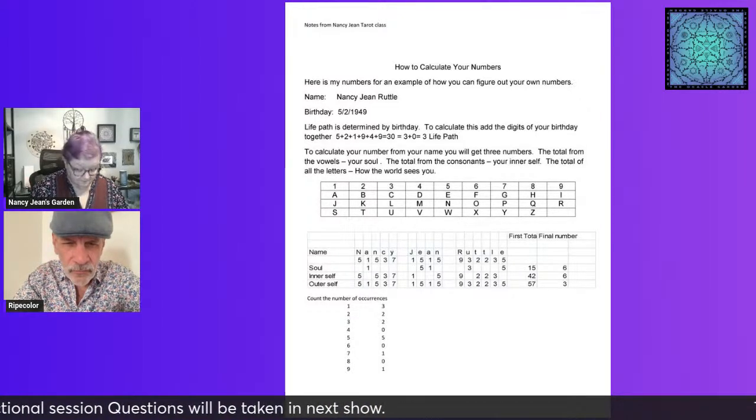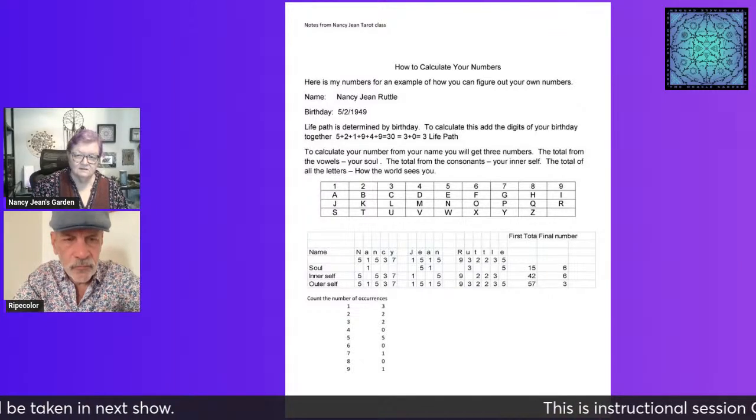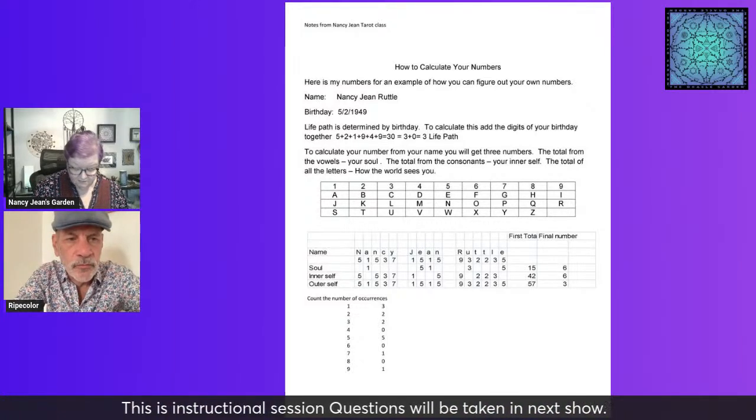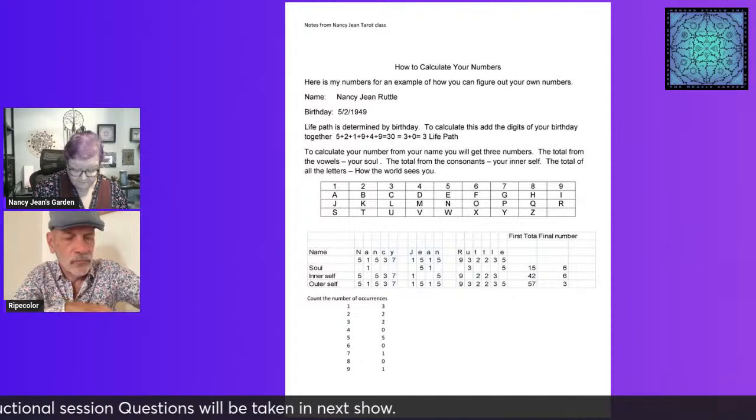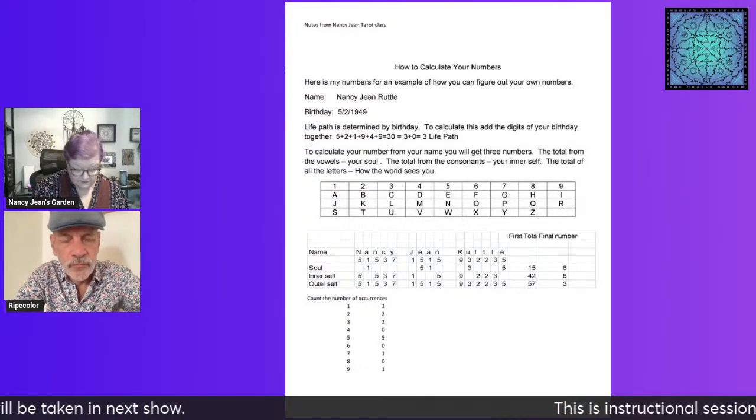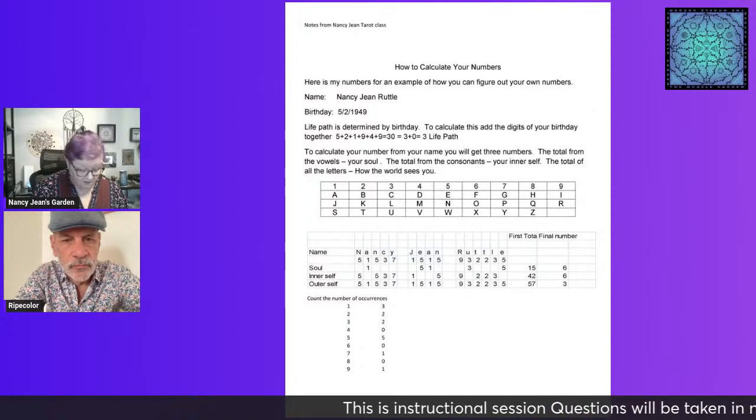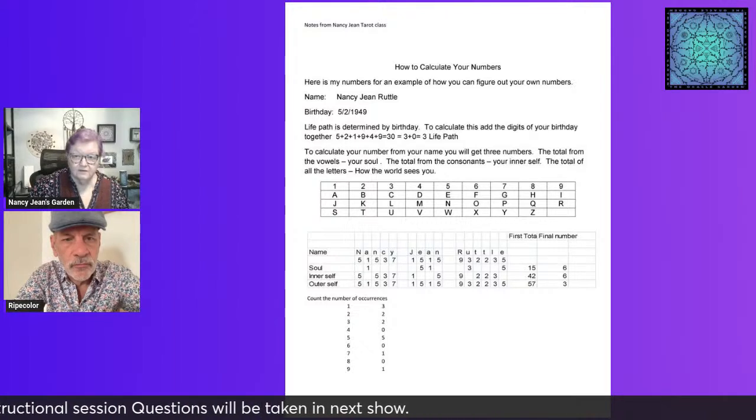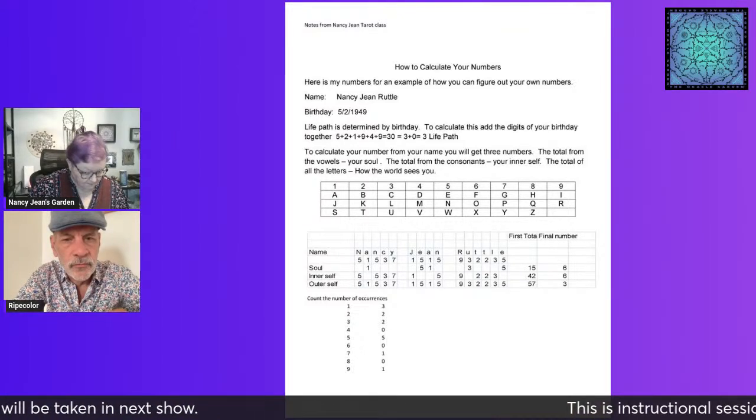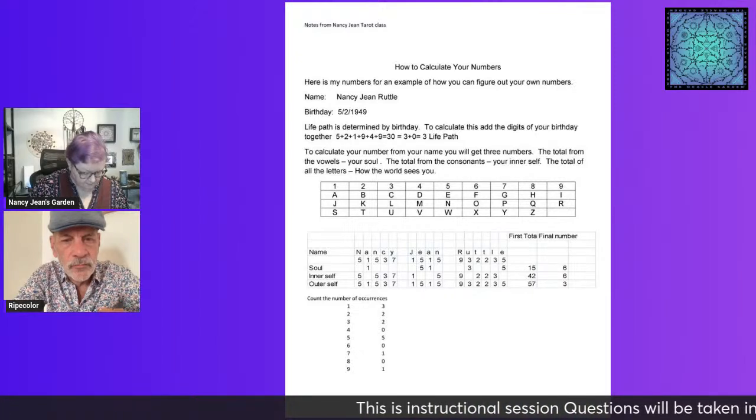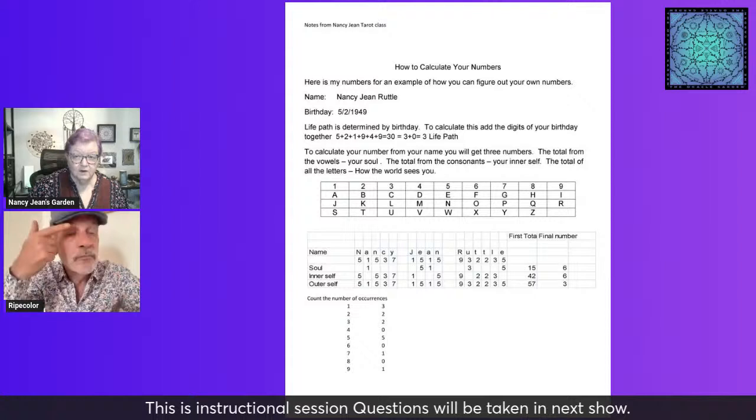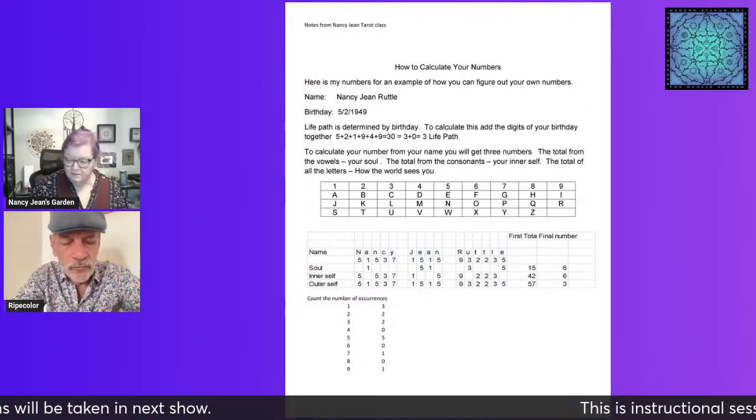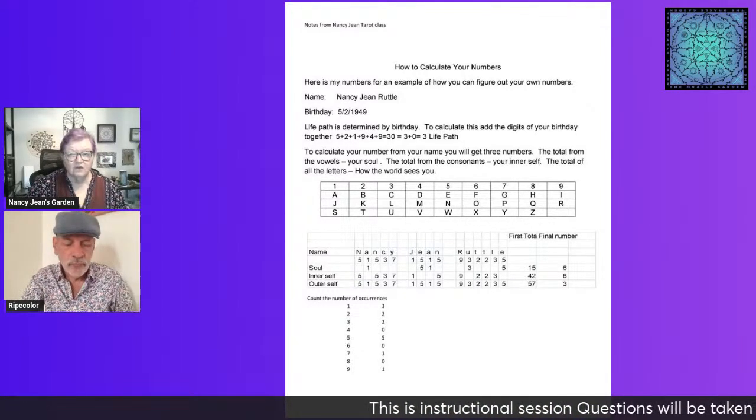My inner self, which is the part of me that I feel inside that may not be out in the outer world much, is a 5. Anyway, it ends up to be 42, and it becomes a 6. So I have an inner self of 6. And then I have an outer self. The soul is just the vowels. The inner self is just the consonants. And the outer self, the one everybody sees, is all the letters added together. And when you add all my letters together, they come out to be a 3. And a 3 is also my life path.